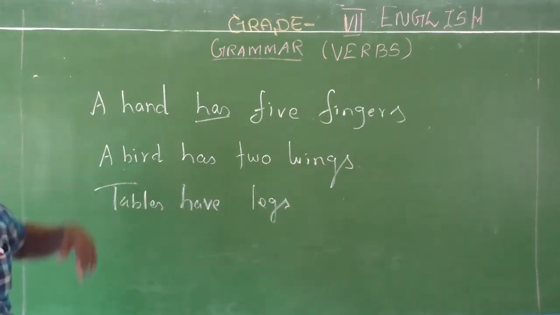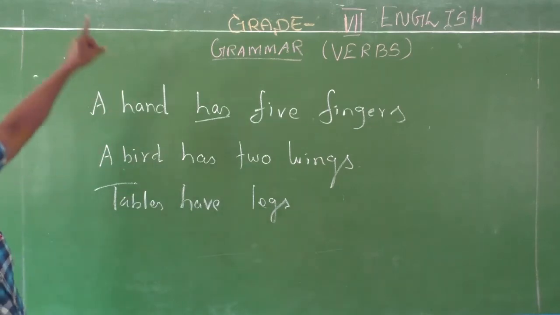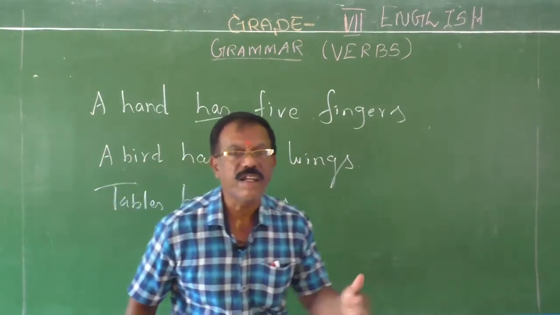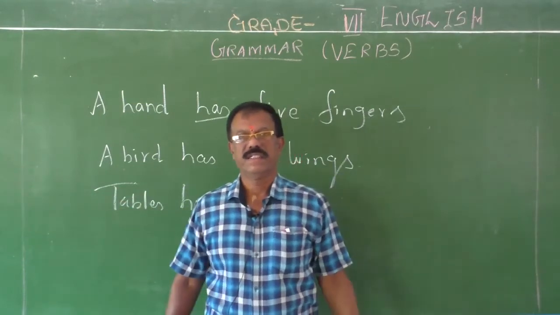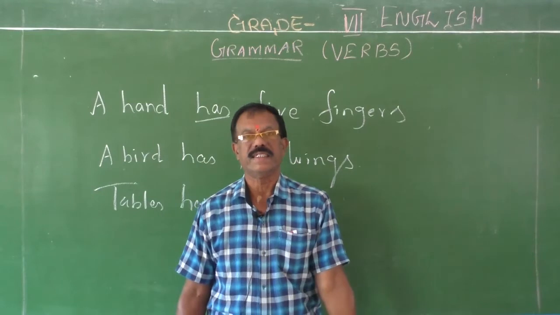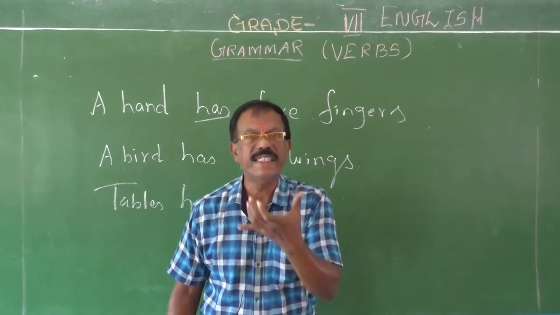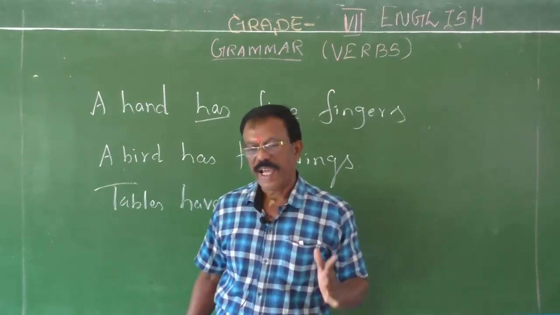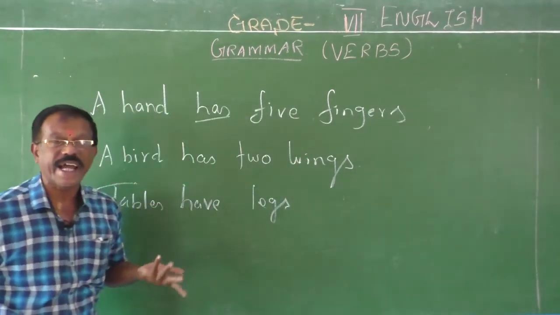See this wall clock? It has two hands. One short hand, one long hand. We have two hands. We have two legs. We have two eyes. We have one nose. So, has, have and had.